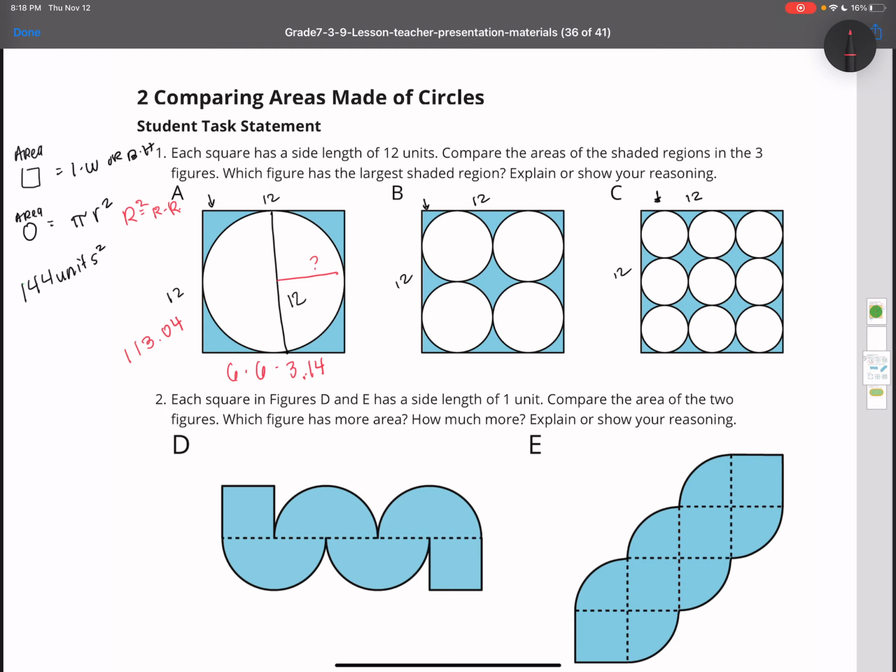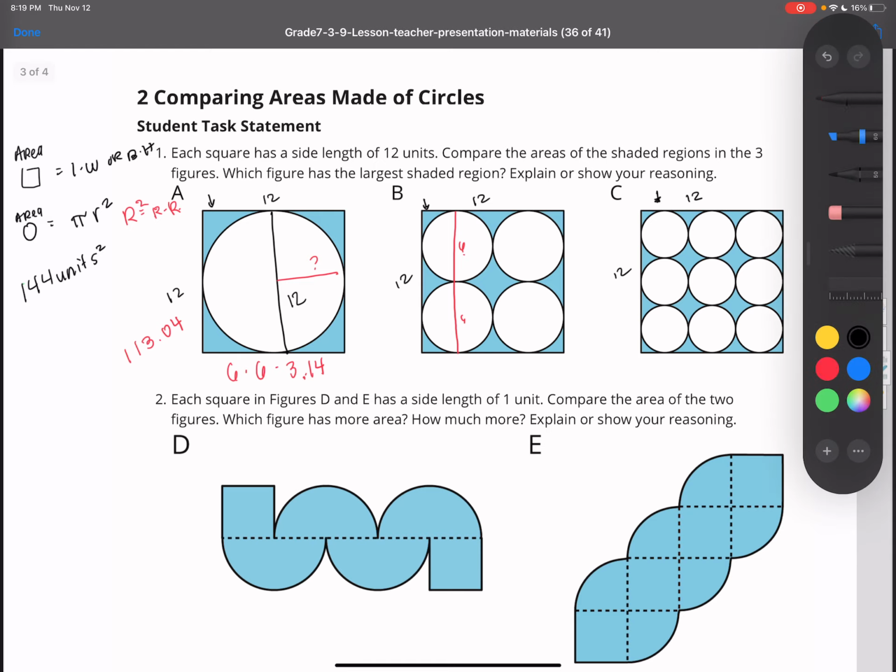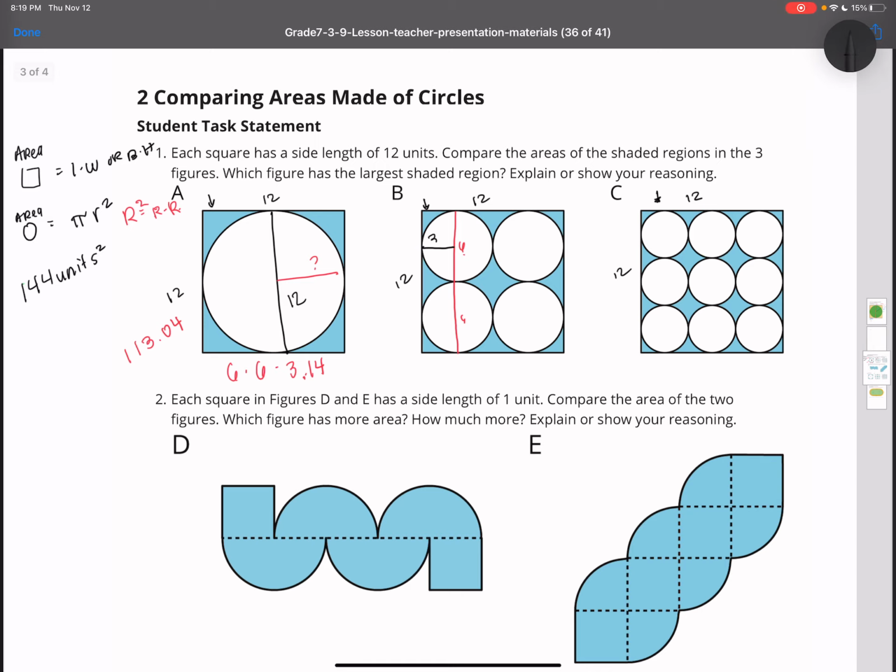All right? Now, when I move to figure B, I see that it has 4 smaller circles, okay? But they all seem to be equivalent. Now, notice that whenever I draw my diameter, it is broken into 2 pieces. And now, that 6 is a diameter of the smaller circle. So, what would be the radius if 6 is the diameter of the smaller circle? If you guessed the radius would be 3, you are absolutely correct. 3 units.